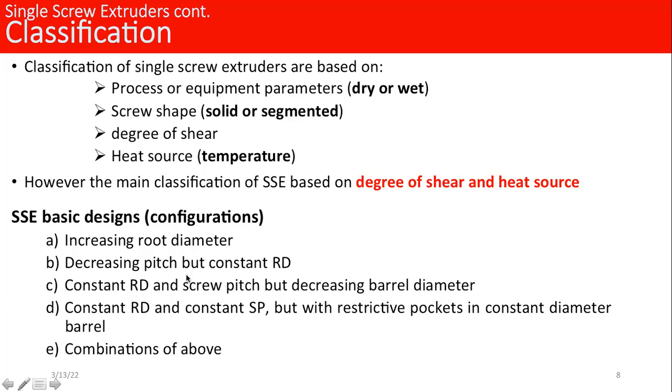Here screw pitch and root diameter are also constant, but decreasing barrel diameter. What is the barrel diameter? So you know what the barrel and its diameter are, right? And constant root diameter, constant screw pitch, but restrictive pockets in a constant diameter barrel, right? Restrictive pockets, we will discuss what they are, and combinations of the above. So we can identify different extruders based on the application. They have developed different types of extruders by altering their configurations.